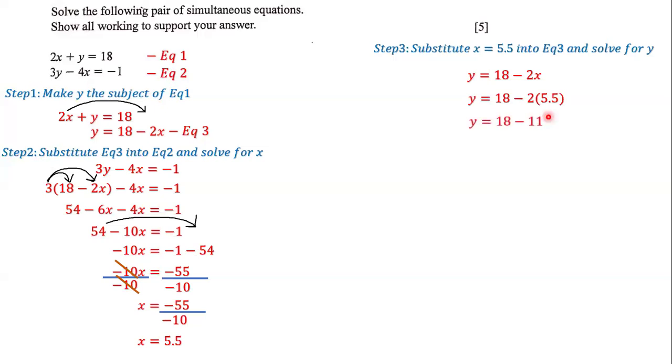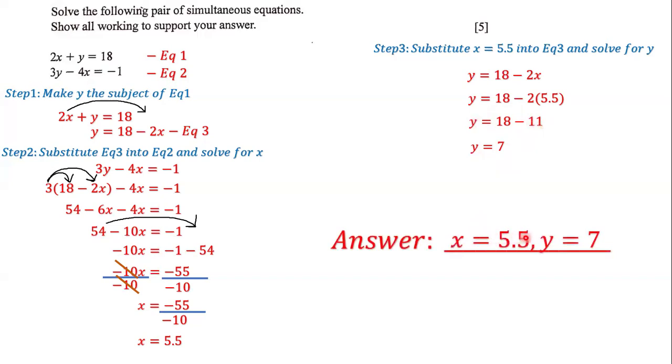What is 2 times 5.5? Well, that's 11. So y is equal to 18 minus 11. And so that means that y is equal to 7. And so our answer here is x is equal to 5.5 and y is equal to 7. And that's our answer to this question.